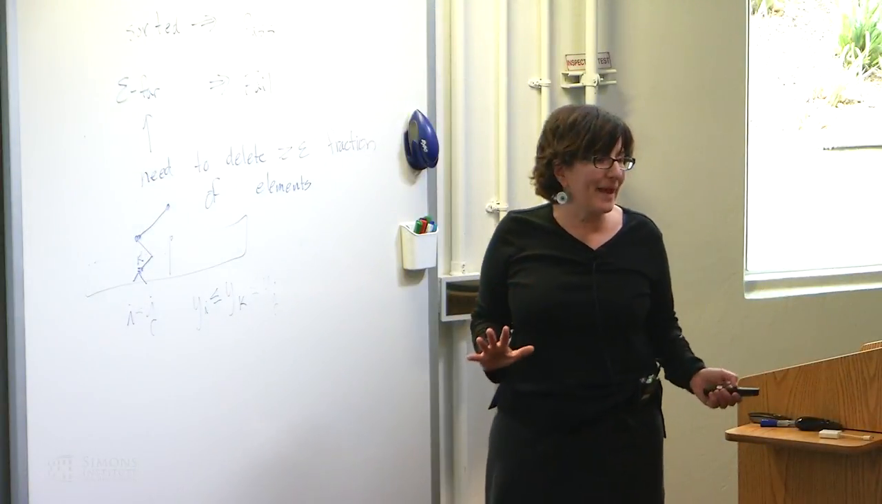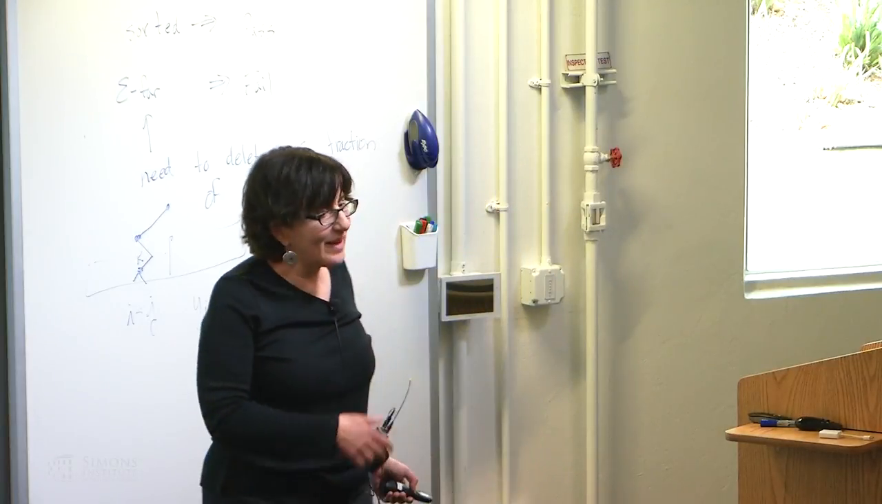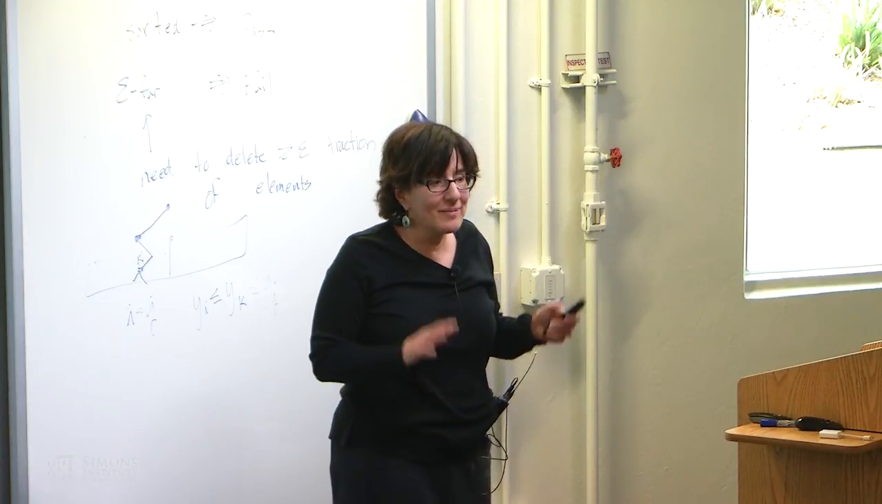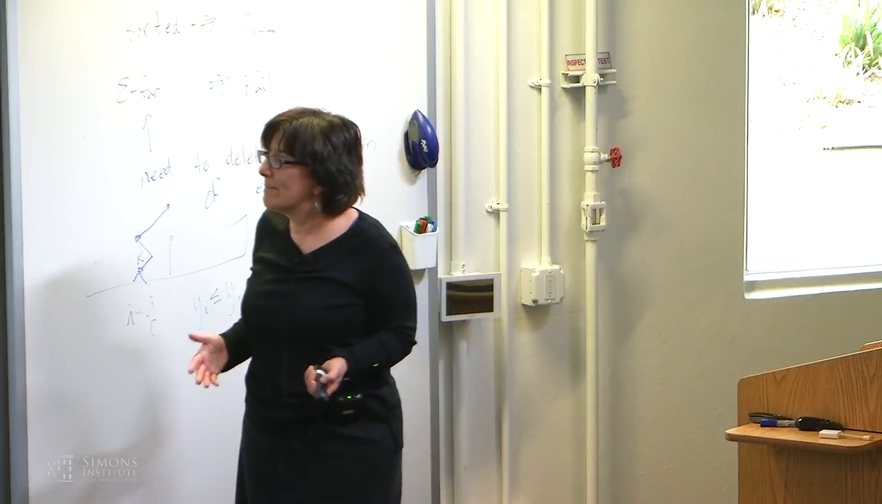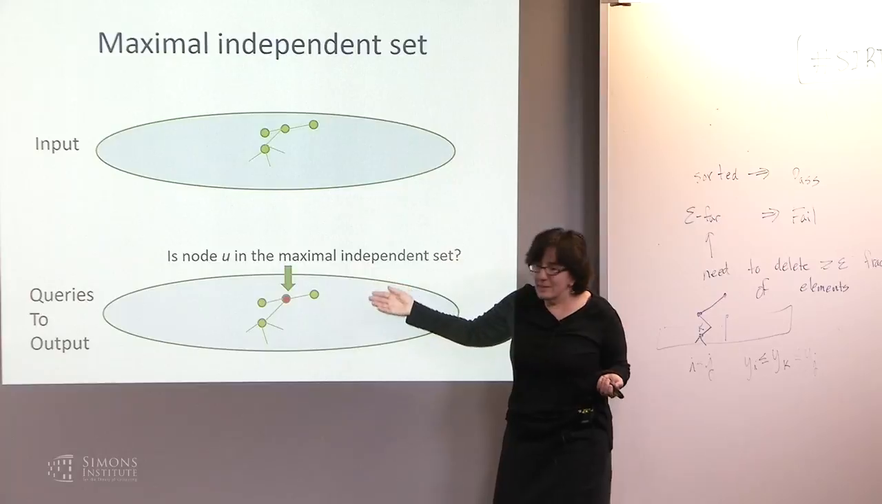Okay, so let's think about maximal independent set. This is not actually an optimization problem, because I may want to know the size of some maximal independent set, or I just want it, in particular, what I'm interested in is, am I in the maximal independent set in this case? Okay, so a query to the output is: is node u in the maximal independent set?